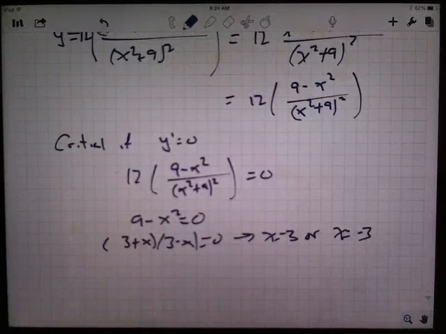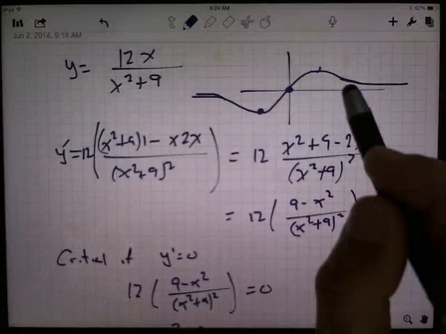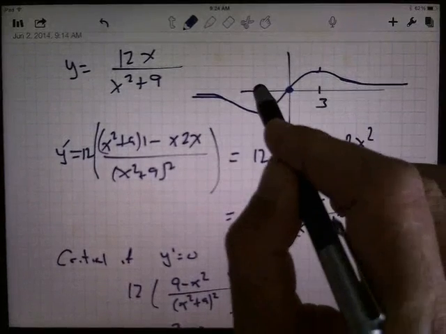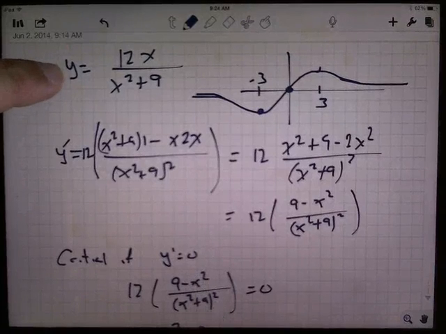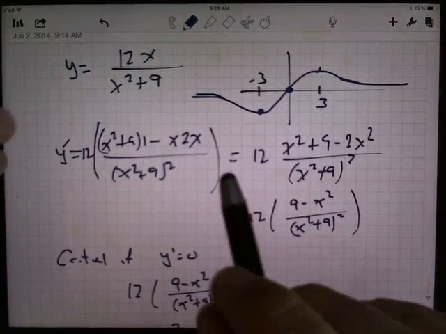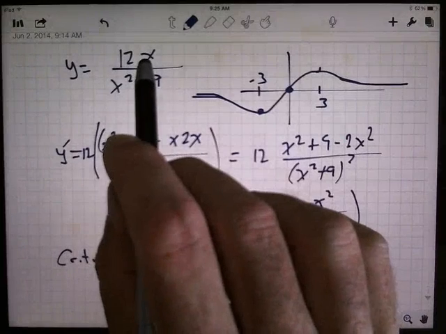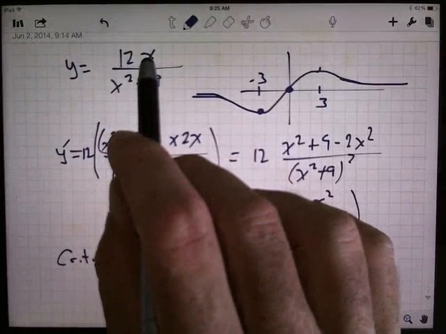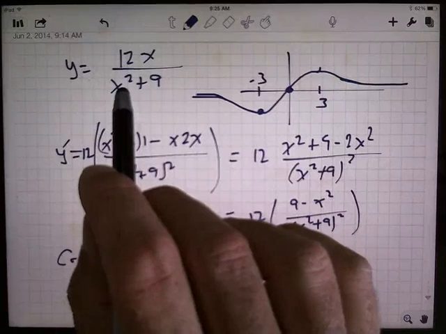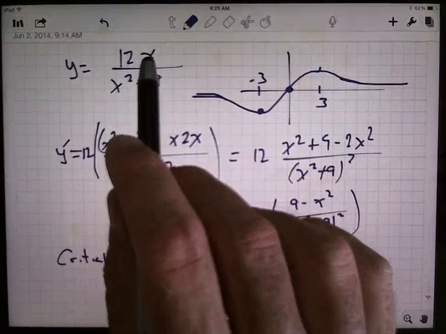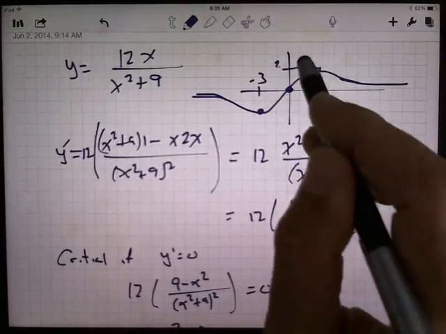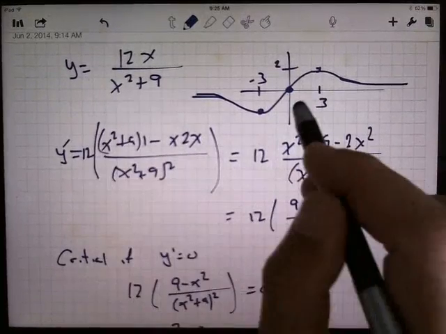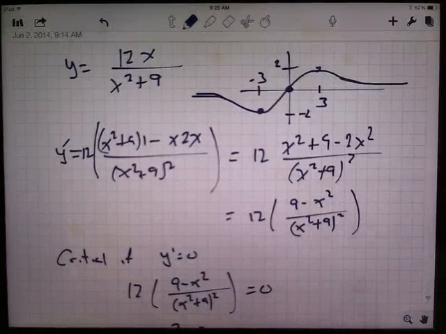So now, looking back at my function, my graph, I know that this is at 3 and this is at minus 3. I can now plug them back in to see what I get for a function value. So if I plug a 3 in here, that's a 36 on the top, and 9 plus 9 is 18. 36 divided by 18 is 2. So the height here is 2. Likewise, plug a negative 3 in. I think you'll see this is negative 2.